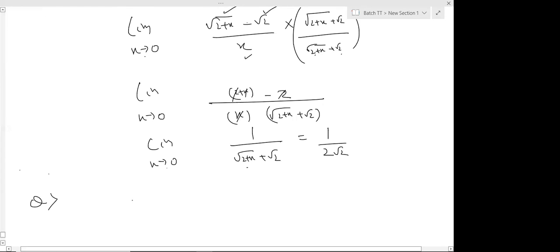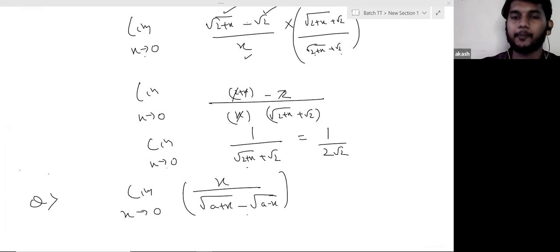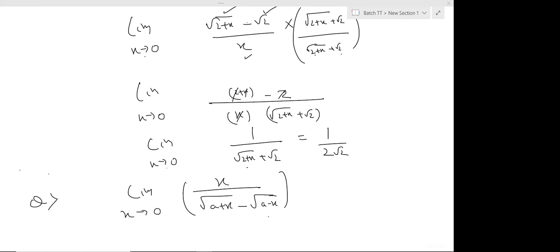Next question on this. Limit x tending to 0, x upon root of a plus x minus root of a minus x. Whenever the question is of rationalization, you will get a feeling after seeing. So I think you get what you have to multiply and divide here, right? All of you? Yes. All right.